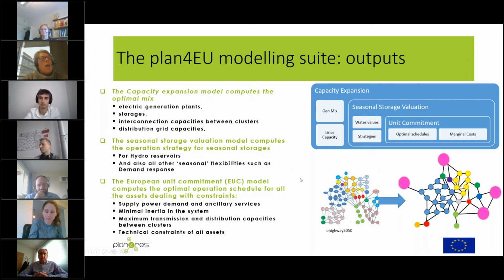So it's focused on electricity only and can be adapted to very different kinds of geographical systems. So we can have the whole of Europe or a small part of Europe, or one country with the exchanges with its borders, or a region inside the country.